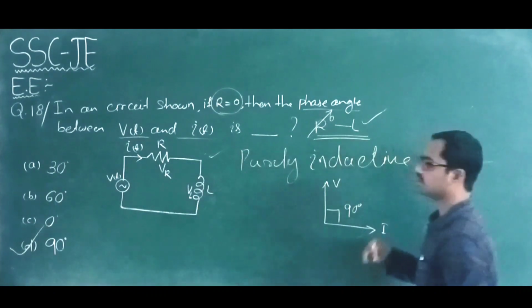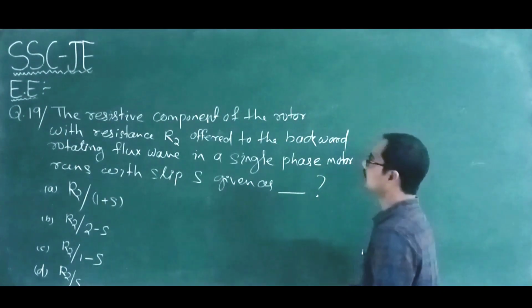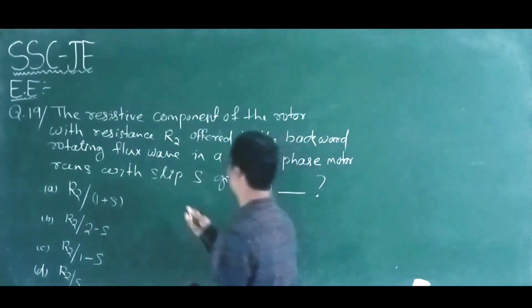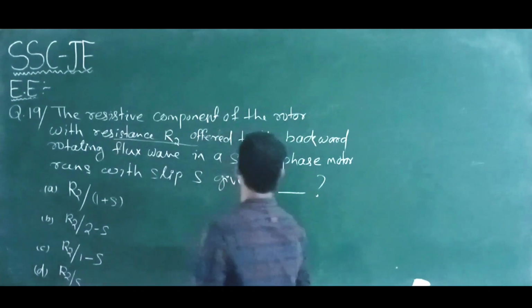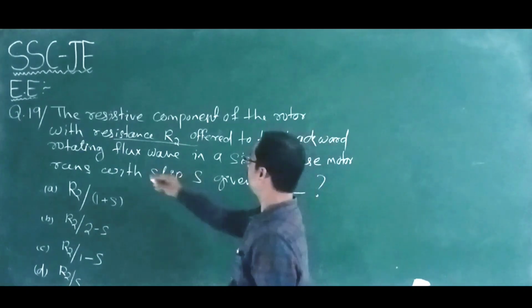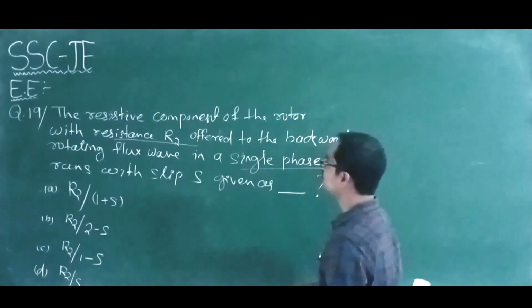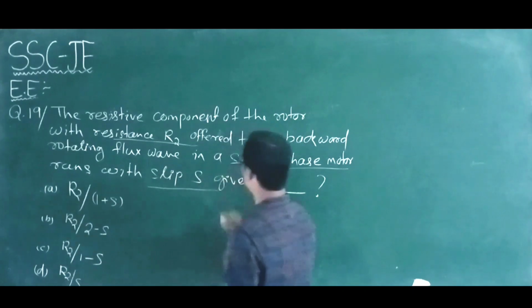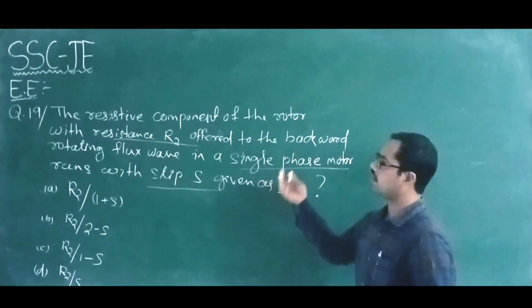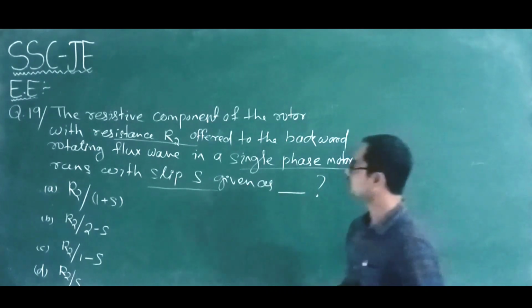Okay. Then the next question, question number 19. The resistive component of the rotor with resistance R2 offered to the backward rotating flux wave in a single phase motor running with a slip S. So in this question, your forward and backward flux are there, and the resistance is mentioned as R2.